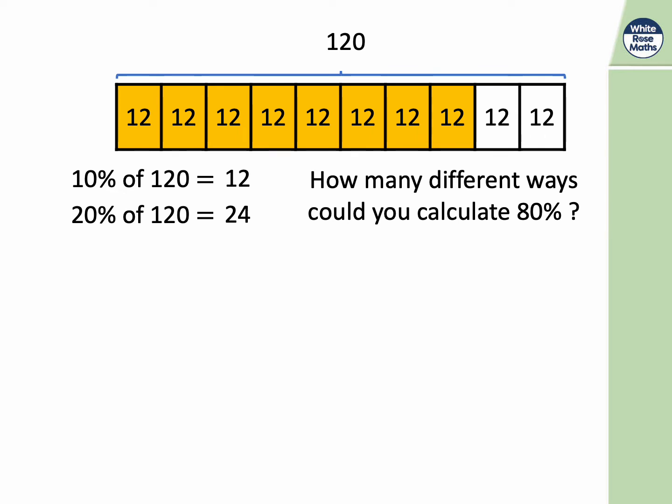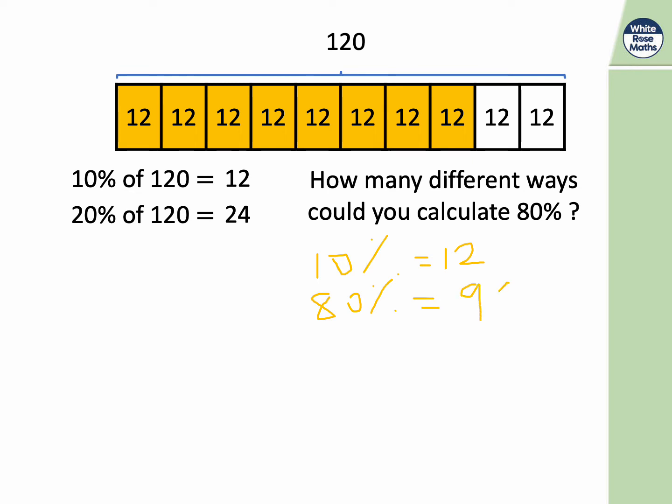So, how many different ways could you calculate 80%? Well, one way to do it is I could count the number of 12s. So 1, 2, 3, 4, 5, 6, 7, 8. So 10% would equal 12, which it says there. So 10% is equal to 12. 80%, you would do 12 times 8. That's one way of doing it. 12 times 8 is 96.